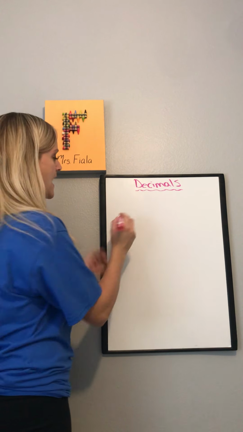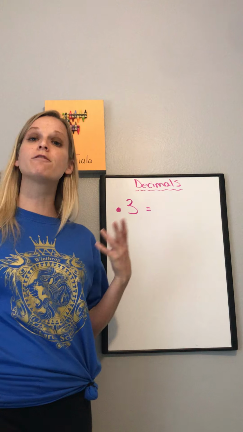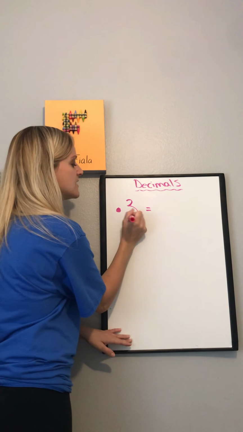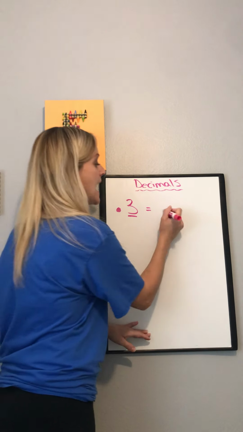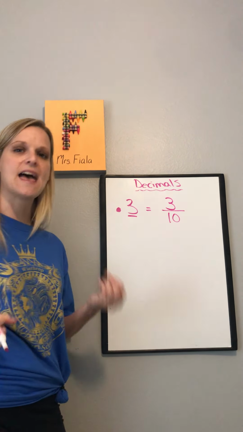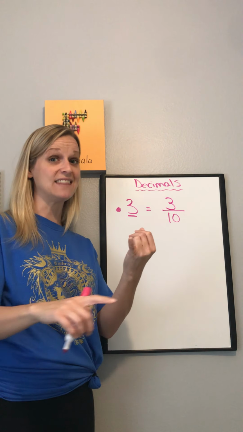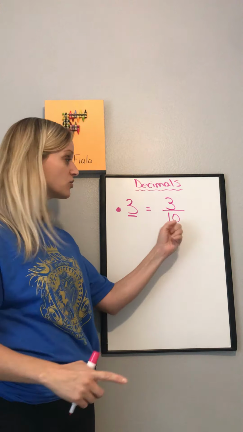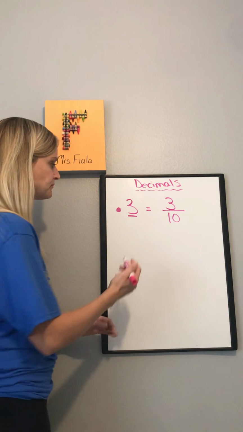So if we had 0.3, how do I write that as a fraction? Well, this is a 3 in the tenths place, so it's out of 10. It's 3 out of 10. And if you notice, everything that we're talking about here is tenths and hundredths. So your denominators are always going to be 10 and 100, okay?